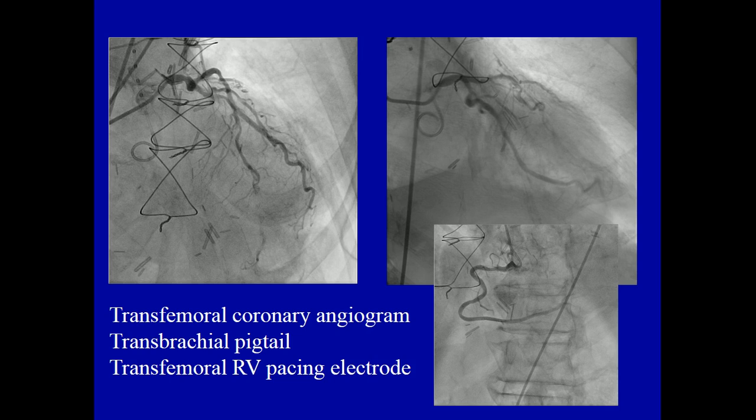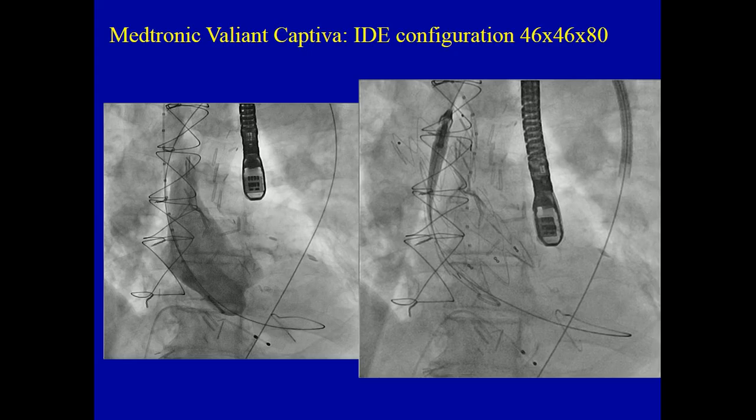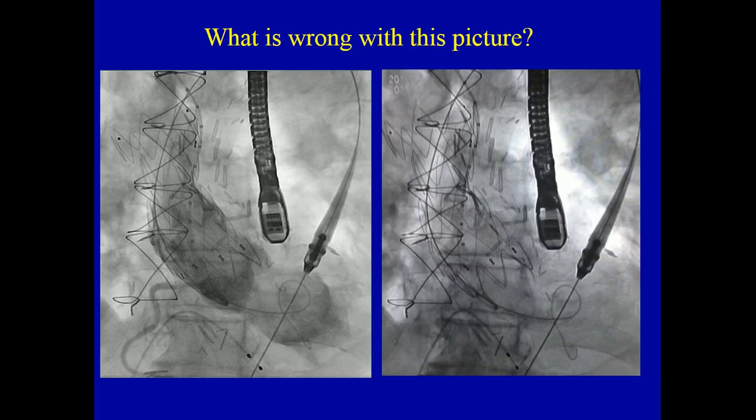And this is an interesting case, and I want to show you the slides because everything doesn't go as smoothly as most presenters will show you. We did a transfemoral coronary angiogram to make sure the vessels are okay, and put an RV pacing lead in transvenously. And the first stent graft was subsequently deployed, which was a 46 by 46 by 8 centimeter specific IDE configuration.